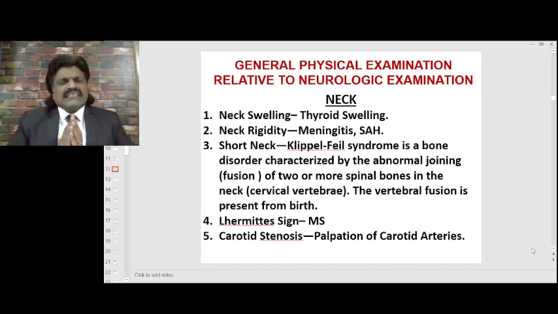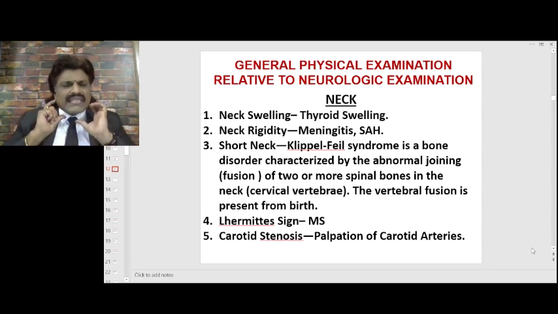Then the general physical examination related to neurologic examination, the neck. If there is neck swelling, it could be thyroid swelling. If there is neck stiffness or rigidity, it could be meningitis or subarachnoid hemorrhage. Because of the infection and inflammation or irritation of the meninges, there will be neck rigidity. If there is a short neck, we have to suspect craniovertebral junction (CVJ) anomaly like Klippel-Feil syndrome, which is nothing but a bone disorder characterized by the abnormal joining, fusion of two or more spinal bones in the neck, cervical vertebrae. The vertebral fusion is present from birth.